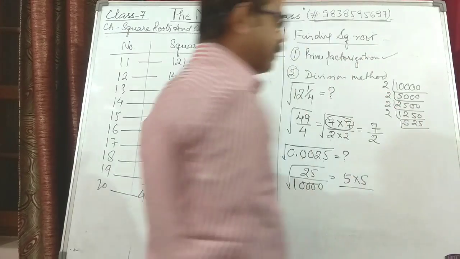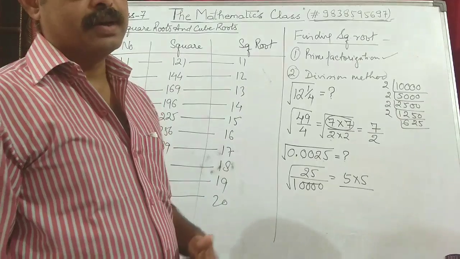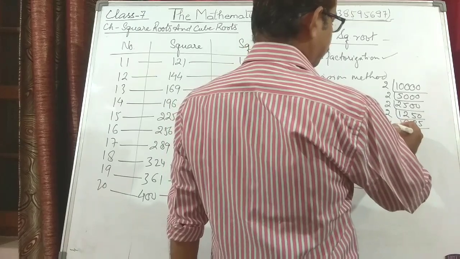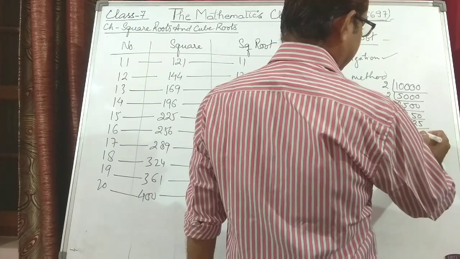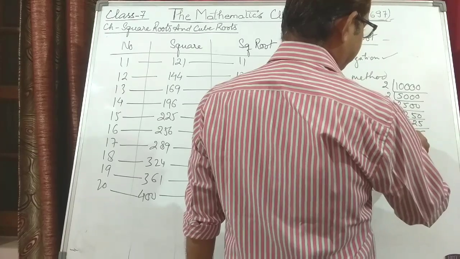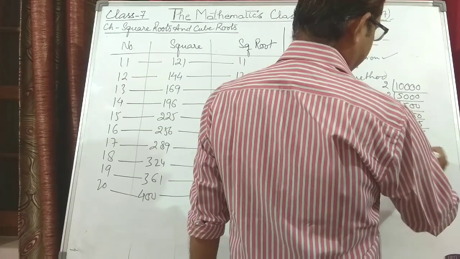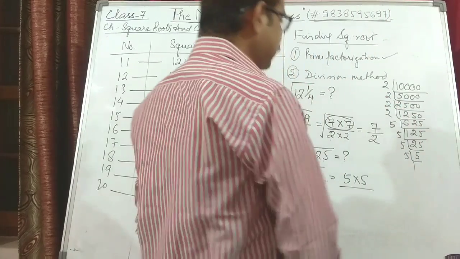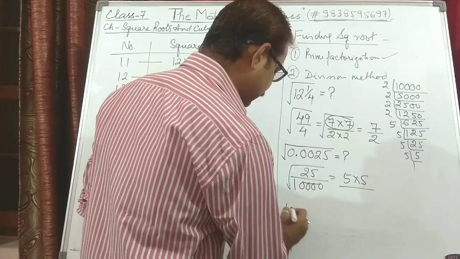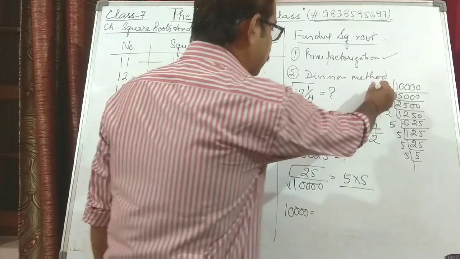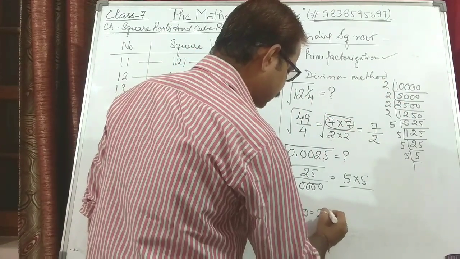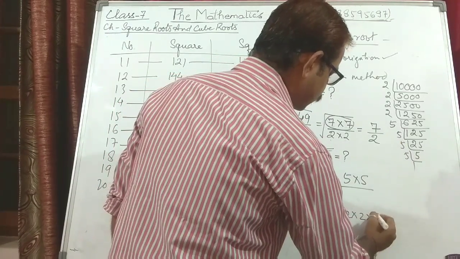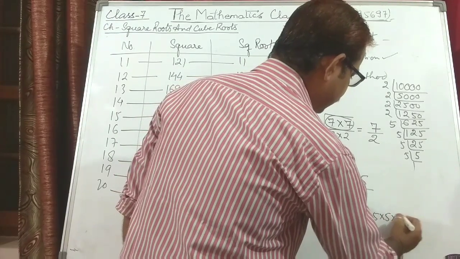Now 625 is not divisible by 3. The next prime number is 5. So we'll check with 5. So 5 1s are 5, 5 2s are 10, 5 5s are 25. Again by 5, 5 2s are 10, 5 5s are 25, 5 1s are 5. It means, I am writing it here, 10,000 can be written as 4 2s and how many 5s? 4 5s also.